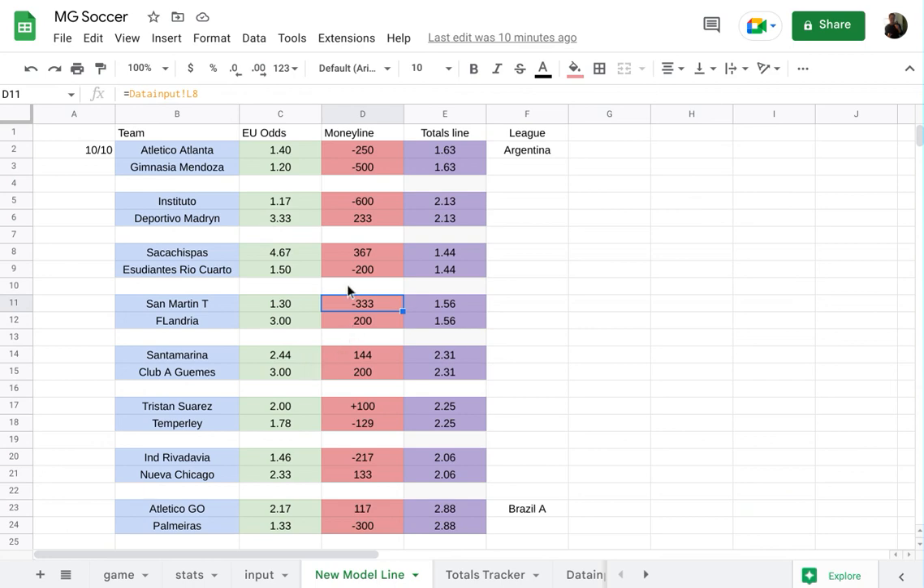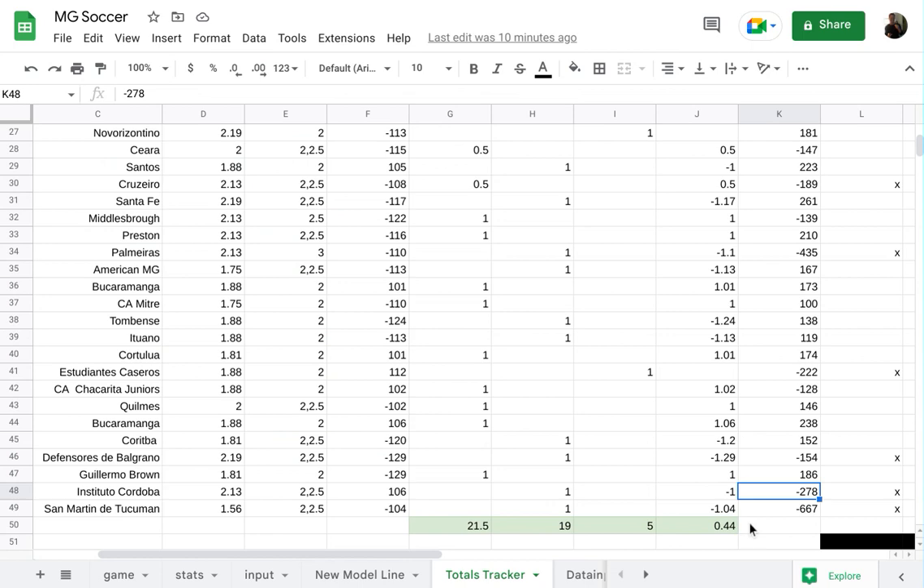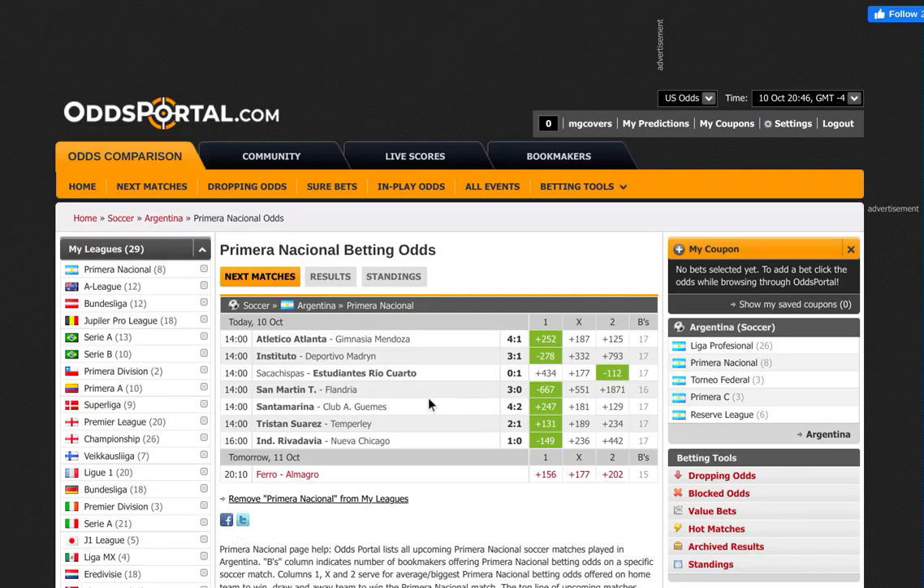Yeah, minus 333 and minus 600. So my line was very similar to the books line there, which is another reason why I think I absolutely love this new model. But here's the point. I saw them at minus 278, minus 667, and look at how bad we lost these. San Martin won 3-0, and this team here won 3-1.